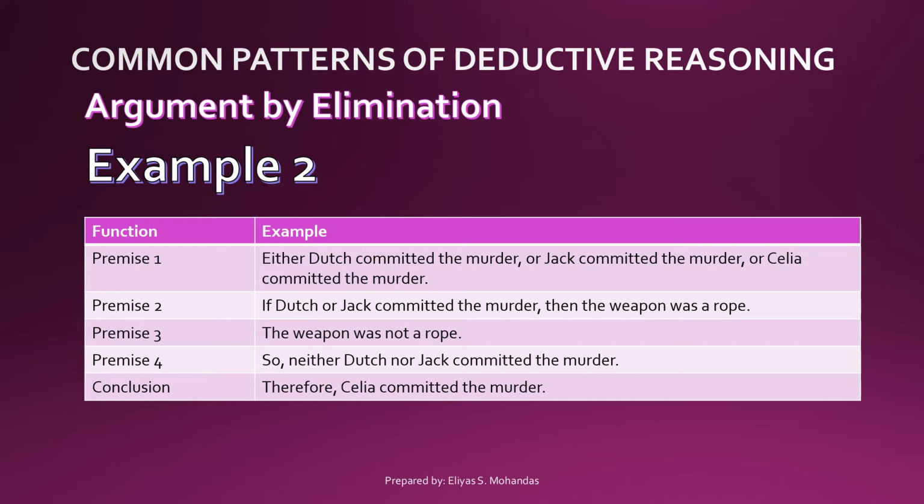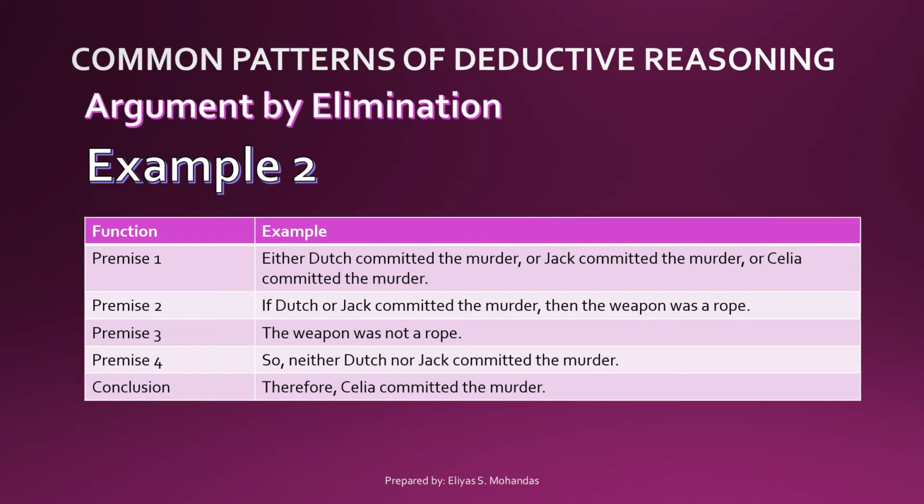Premise number 2 states that if Dutch or Jack committed the murder, then the weapon was a rope. Premise number 3, it turns out the weapon was not a rope. So you have ruled out Dutch and Jack because they will only use rope. Therefore, you're only left with Celia. So premise number 4 states that Jack or Dutch did not commit the murder. So the conclusion is, since you're left only with Celia, therefore Celia committed the murder.